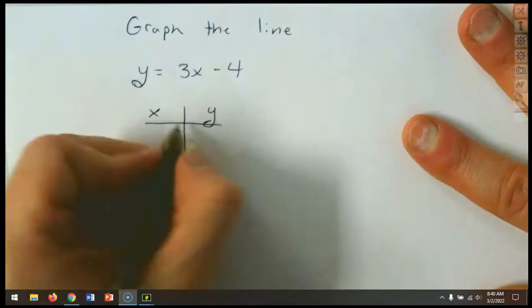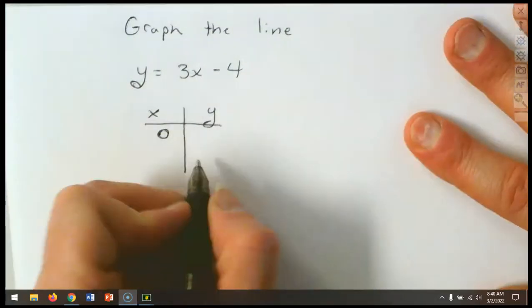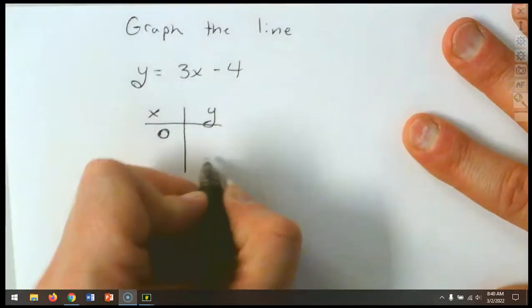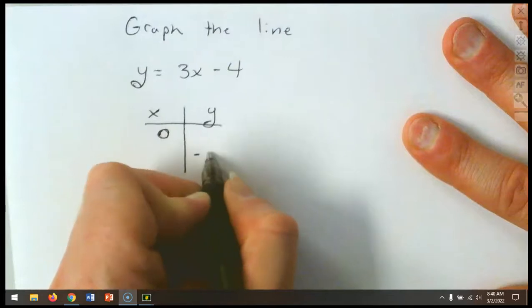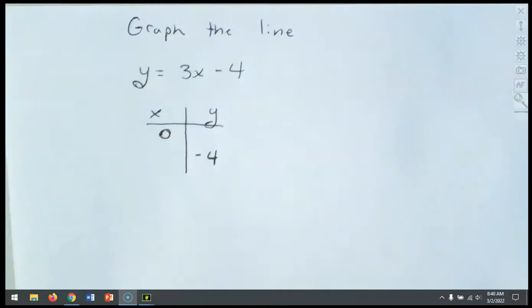So we'll just come up with some numbers here. How about we use, and let's see, how about we use a -4. Okay, so I want you to go ahead and complete this table and then graph the line.